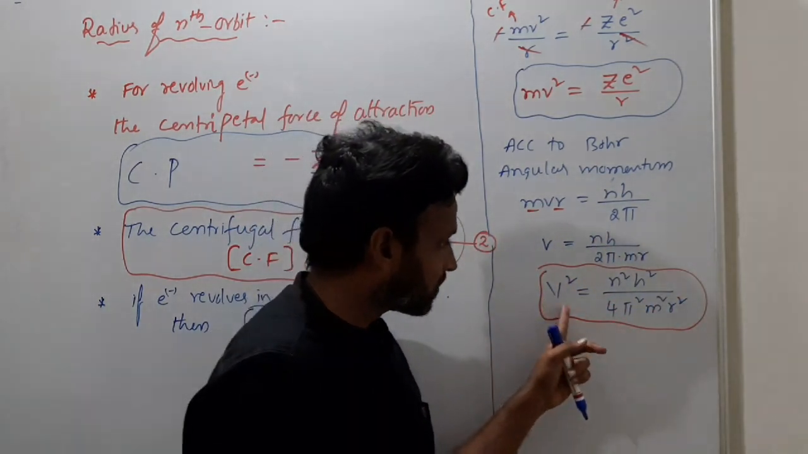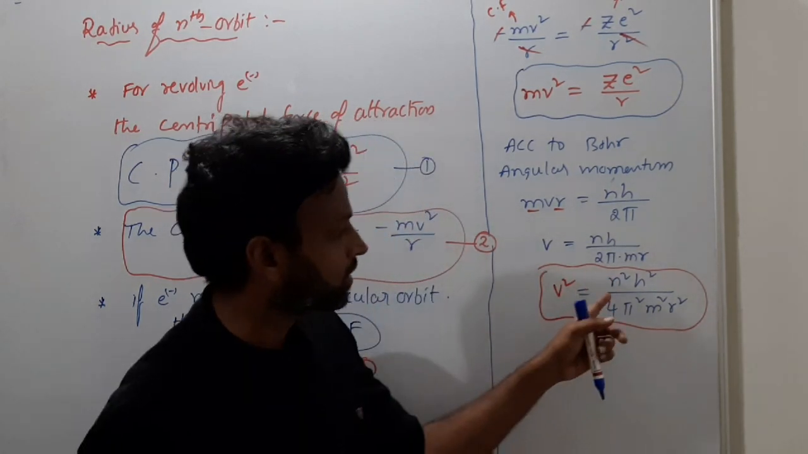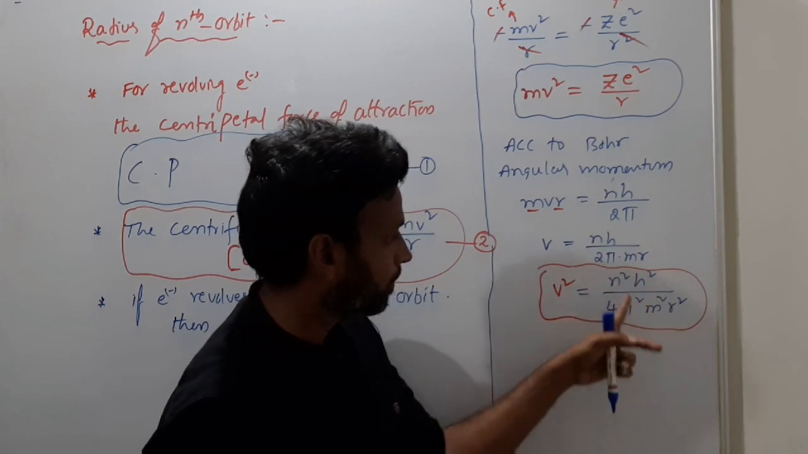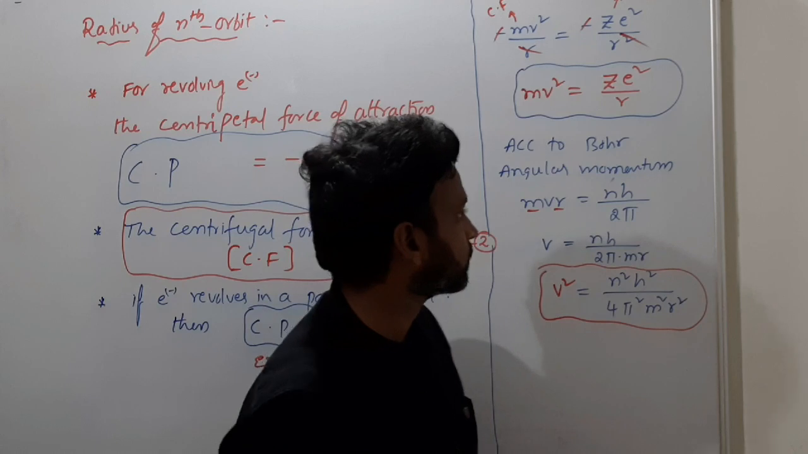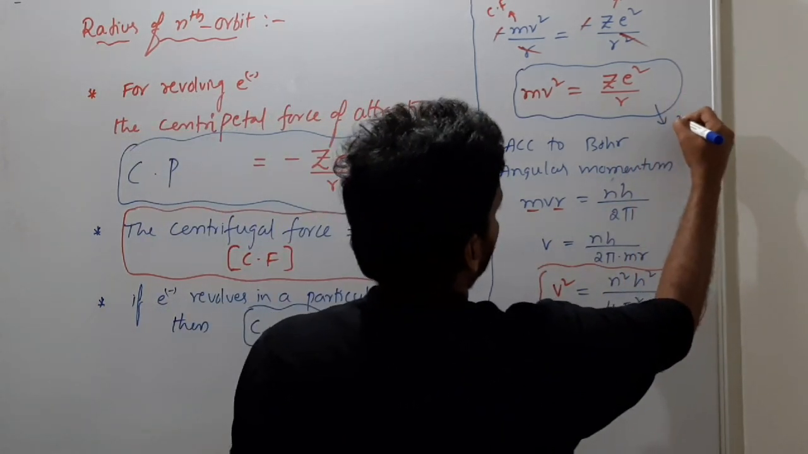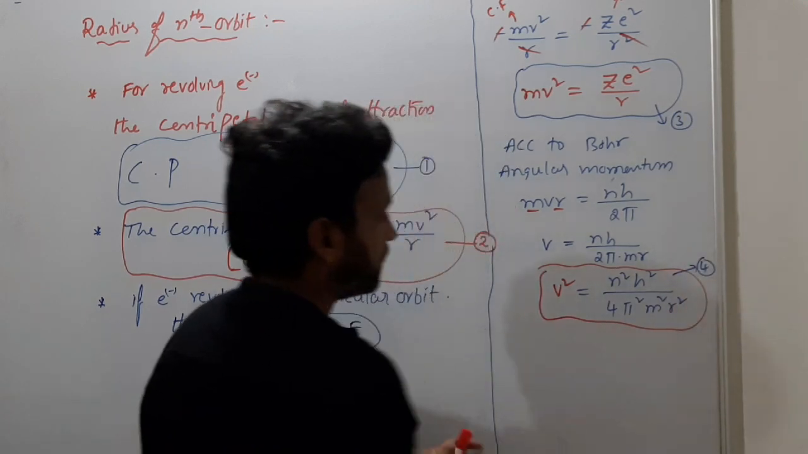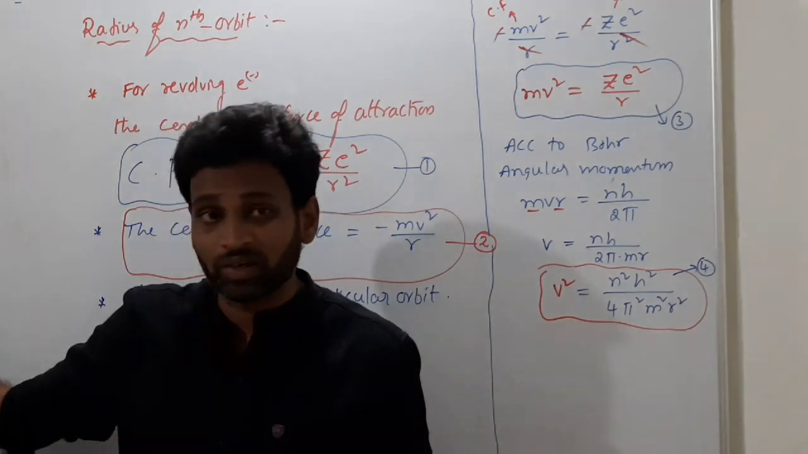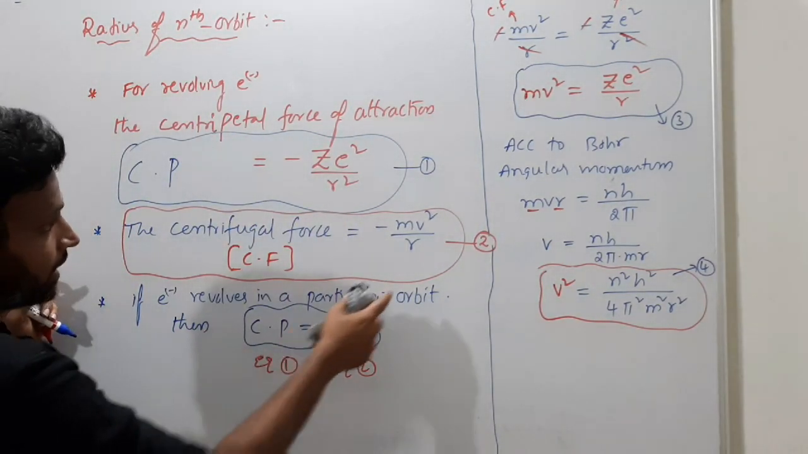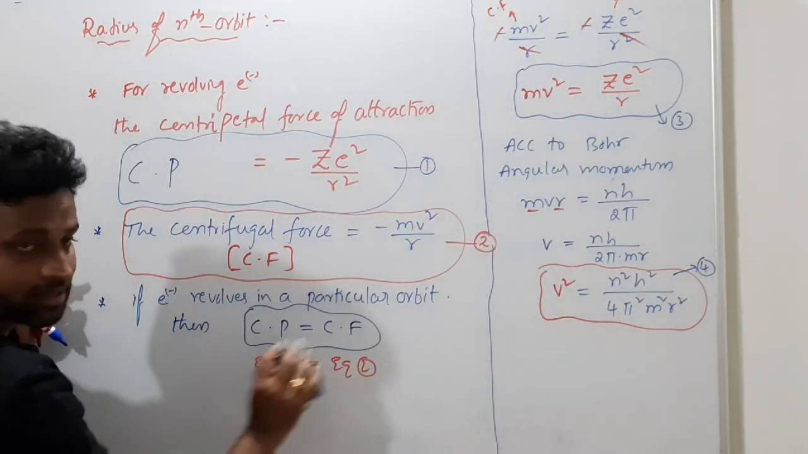Now v square is equal to n square h square by 4 pi square m square r square. This is equation 3, and this is equation 4. Now follow me and write this down, and I will continue from here. I will erase this.